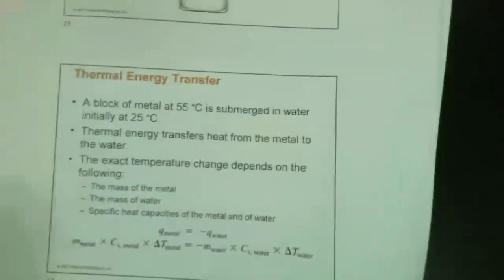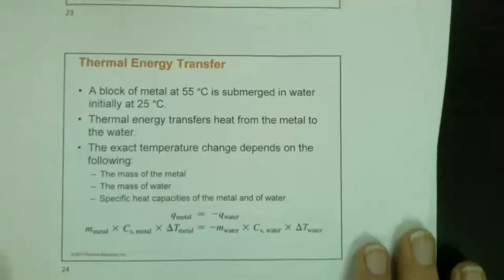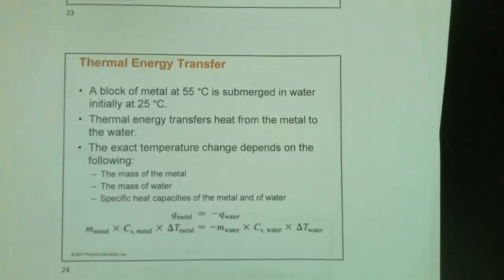So if I have a block of metal, and say it's 55 degrees Celsius, like our picture, and we submerge it in water that is 25 degrees Celsius. As we said, the metal is going to transfer energy to the water, okay? Now, things we got to consider is the mass of the metal, the mass of the water, and the specific heat of both of those, along with their change in temperatures. But the deal is the heat that one loses, the other gains. Well, what is heat?